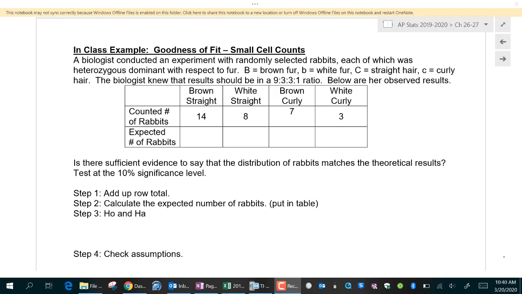Hi, today I'm going to walk you through a goodness of fit test. So our goodness of fit test is similar to our test for homogeneity, except instead of seeing if all the categories are the same, we want to see if they match an expected ratio.